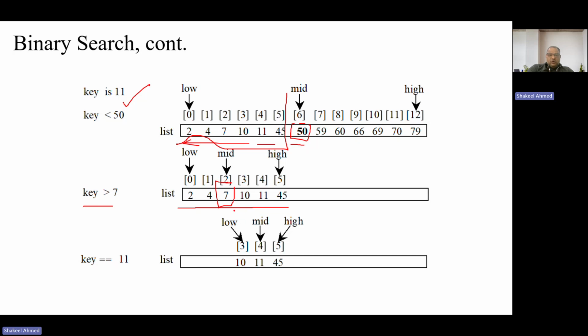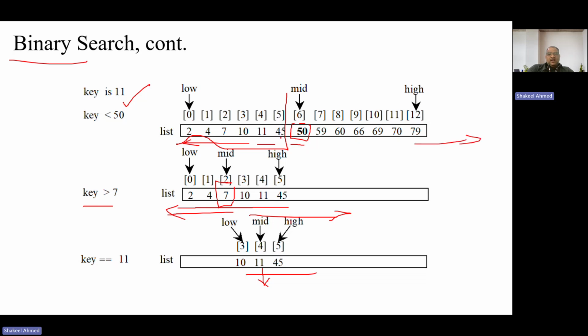So 11 is not on this side, so it has to be on the other side of the list. The other side of the list is 10, 11, 15. Now you directly have the value 11 at index 4, so that will be returned. So this is binary search: the list needs to be in order.